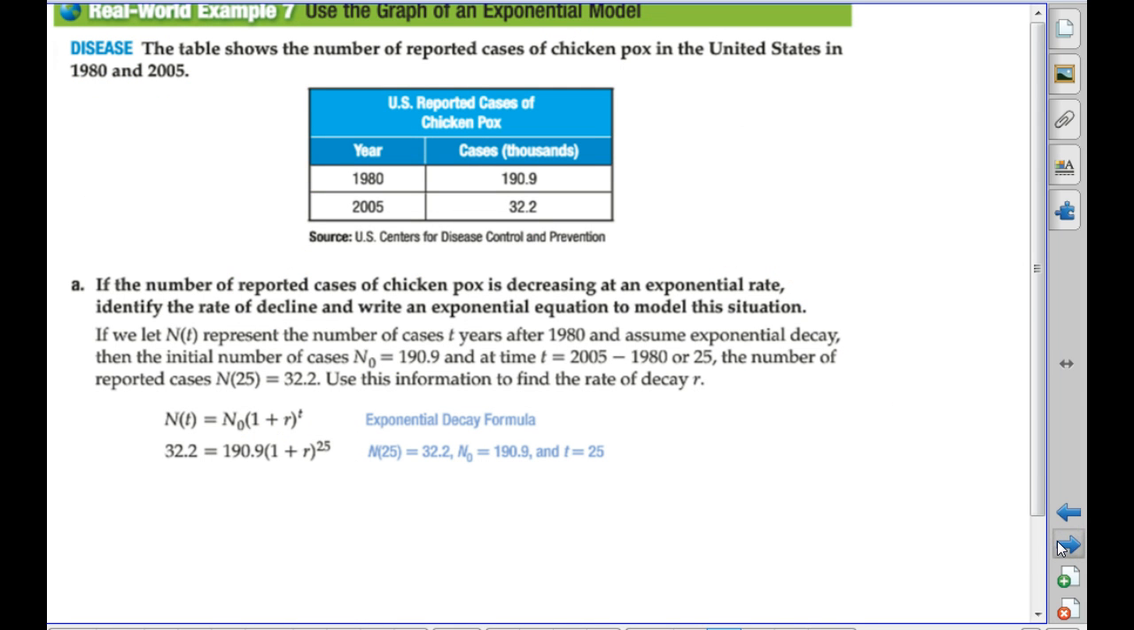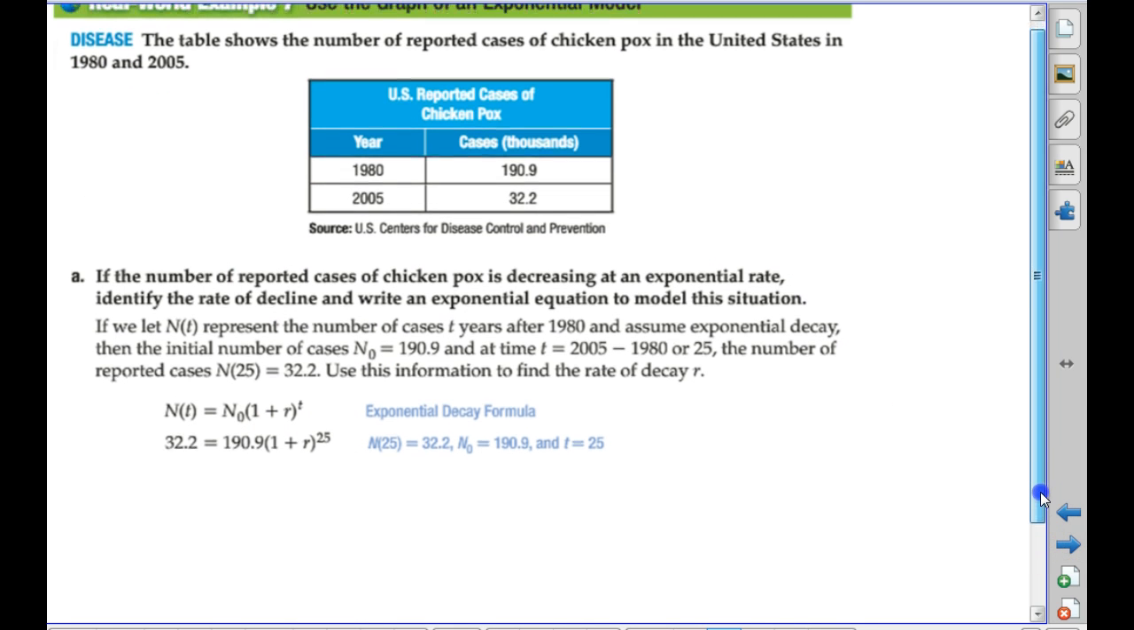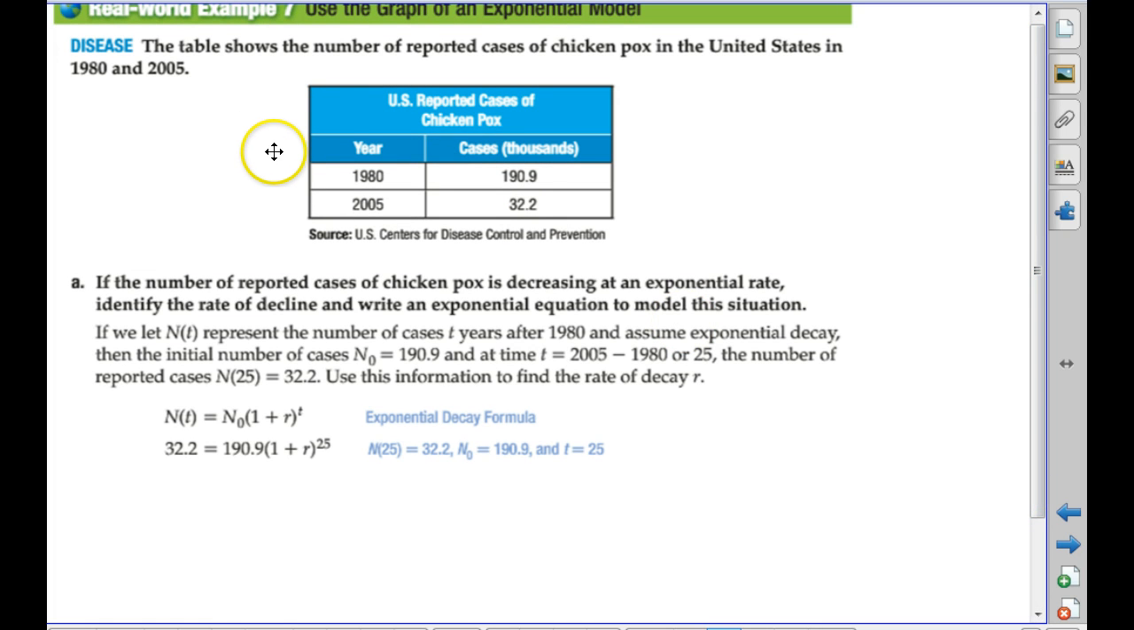All right, I want to get through this example quickly, guys. What time are we done? 35? Okay, so I have plenty of time, so please pay attention. I hear a lot of chatting. This is a very important issue. If we have the number of reported cases of chickenpox in the United States from 1980 to 2005, we need to find the growth or the decay rate. How fast were the cases dropping?